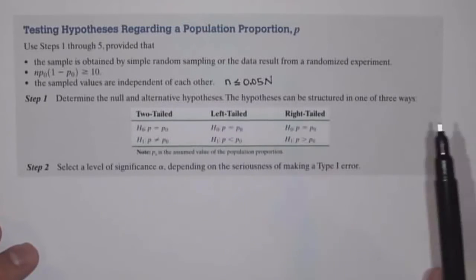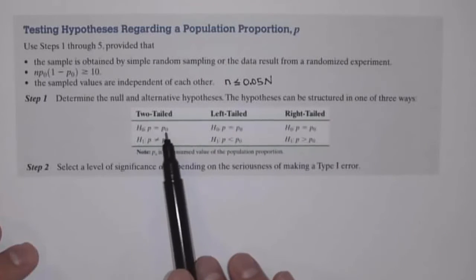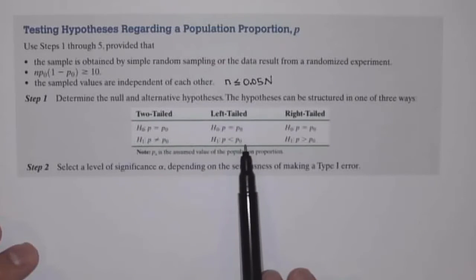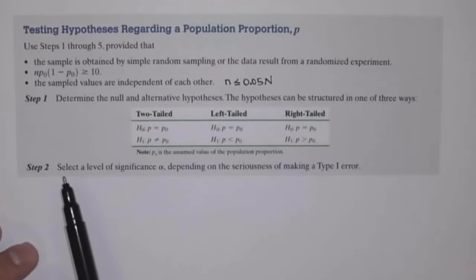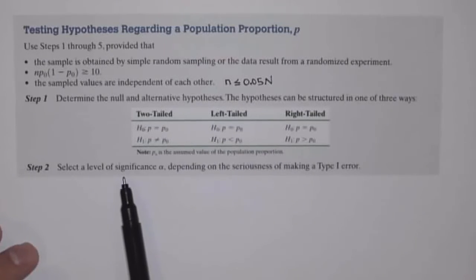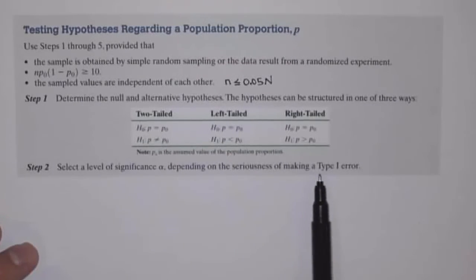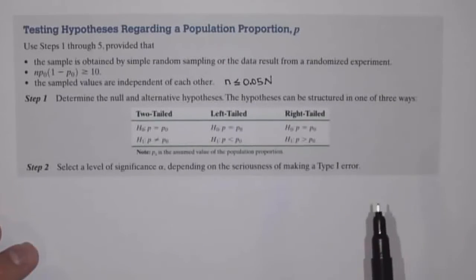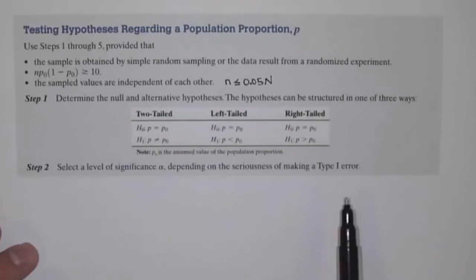So again, in our example that we've seen so far, it was p equals 0.38, and we used p less than 0.38 as the alternative hypothesis. Step 2, select a level of significance depending on the seriousness of making a type 1 error. So again, you're typically going to be told what to use for the level of significance, but in real practice, you have to make that decision yourself, and that is going to depend on the seriousness of making a type 1 error. How much are you willing to risk making a type 1 error?